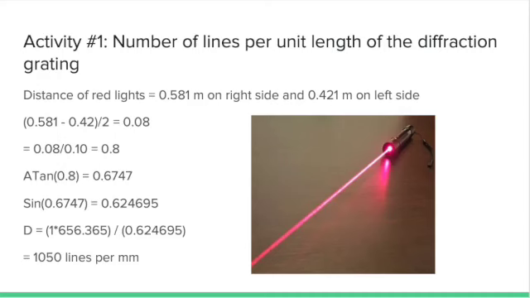All right, our calculations for activity 1: we found the number of lines per unit length of the diffraction grating. When we used the red laser on the diffraction grating, we found the distances between both of the lines, and then we used those in our calculations, and we ultimately came up with 1,050 lines per millimeter.